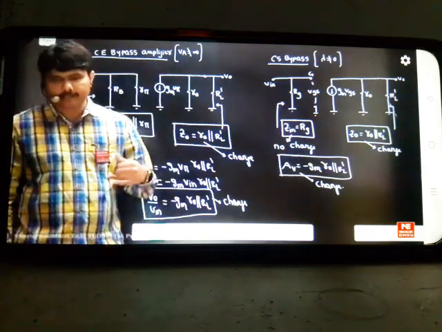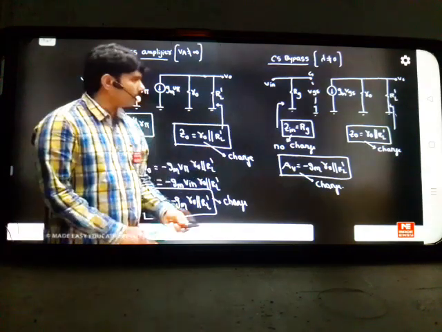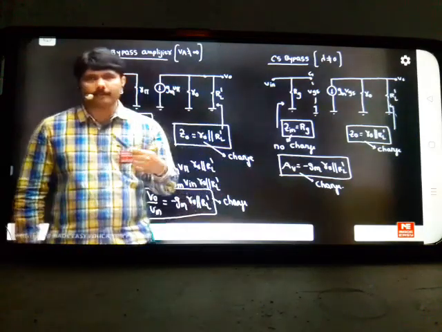These are the extra things a student should understand. When the examiner intentionally gives this problem, this is the small technique for how to approach it. The only thing is, you have to take R naught parallel to RL dash. When Z naught becomes that, in the gain also we have the same factor, R naught parallel to RL dash.